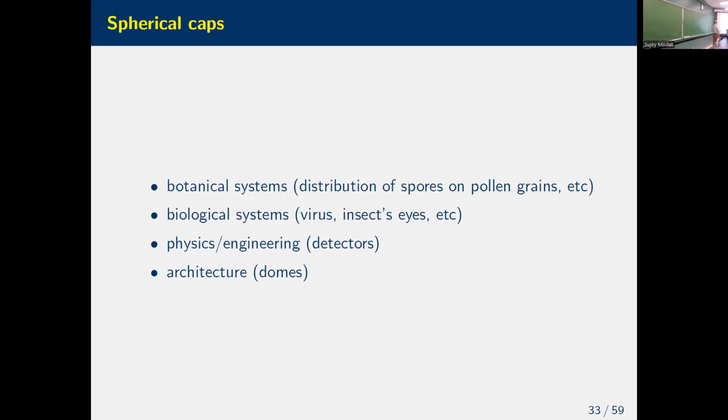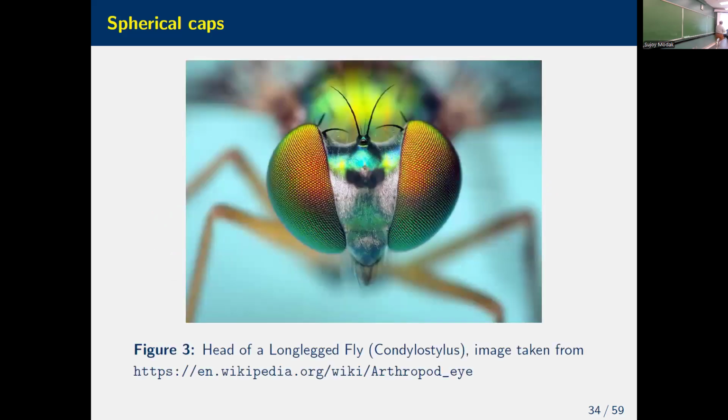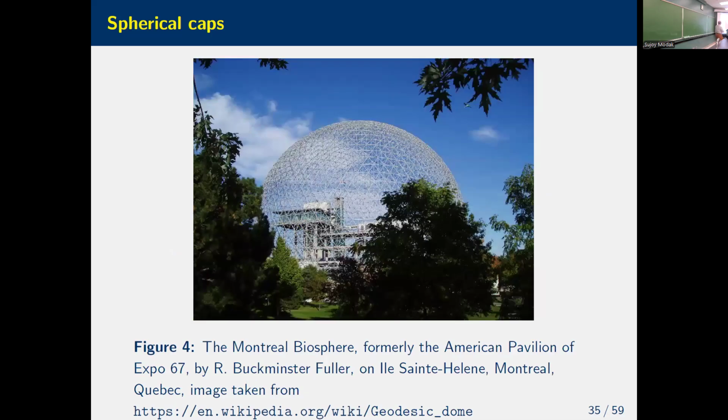They did some simulation. I think they considered up to 40-something disks. They didn't do a very extensive algorithmic search, but they found some kind of calculation. And also in architecture, because geodesic domes are an example of this. So this is an example. The eyes of an insect have something to do with packing on a spherical cap. And this is another example: the Montreal Biosphere by Mr. Fuller.